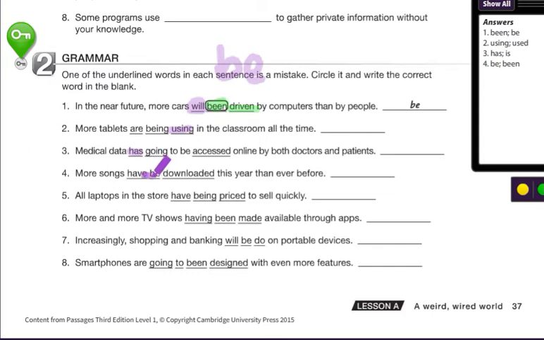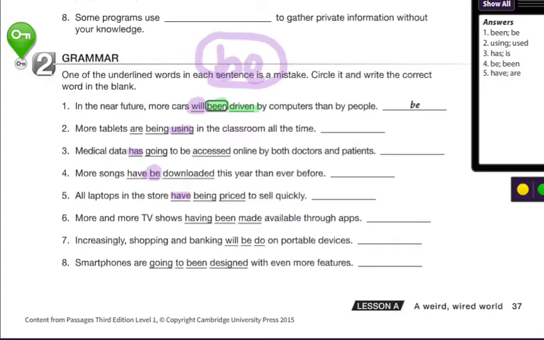Have been. In this case, yes, it's a present perfect. You need to use the parallel structure. Present perfect is have plus been plus the past participle. That's why we have to use have been downloaded this year than ever before. Number five, all laptops in the store have been priced to sell quickly. Have been priced. The same here, it says have been priced. Instead of have, we use are.